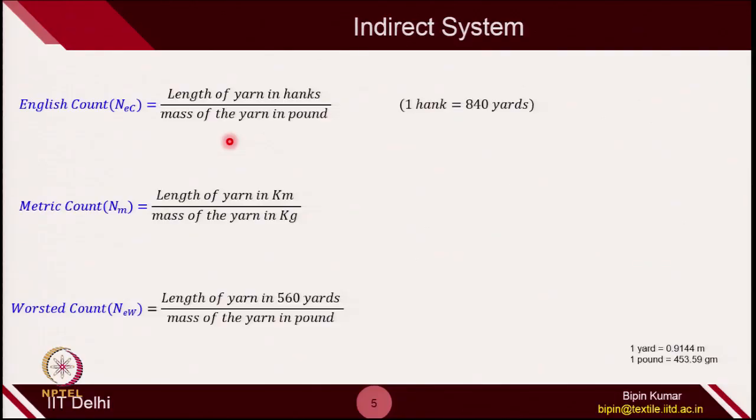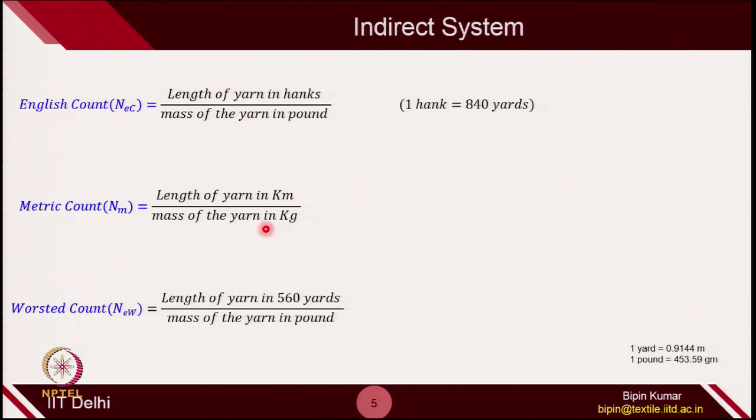In the indirect system, the formula for English count, which is commonly used in the western world, especially the UK, USA, and Australia, is the length of the yarn in hanks divided by the mass of the yarn in pounds. If you take 1 pound weight of the yarn, you measure its length in hanks, and 1 hank is 840 yards. There are a lot of conversions you need to learn. 1 yard is 0.9144 meter and 1 pound is 453.59 grams. These are some of the common conversions we use here.